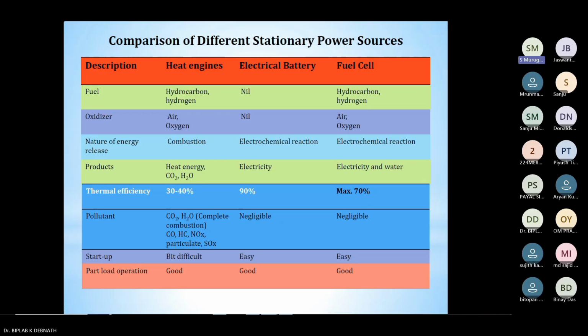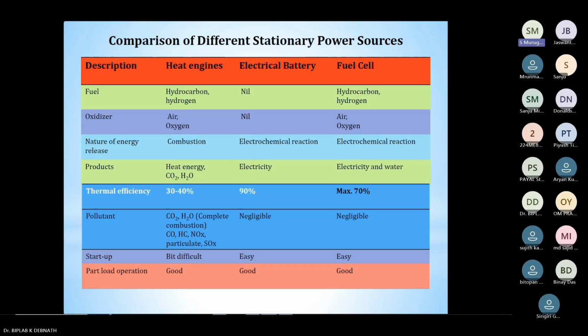Then what kind of products do we get? In heat engines, as you know, whether it's an internal combustion engine or external combustion engine, we get heat energy. Then, of course, we get different pollutants like carbon dioxide, carbon monoxide, unburnt hydrocarbon, particulate matter, oxides of nitrogen, etc. In an electrical battery, there are no harmful pollutants. We get the product electricity. In a fuel cell, we get mainly electricity and water is also obtained.